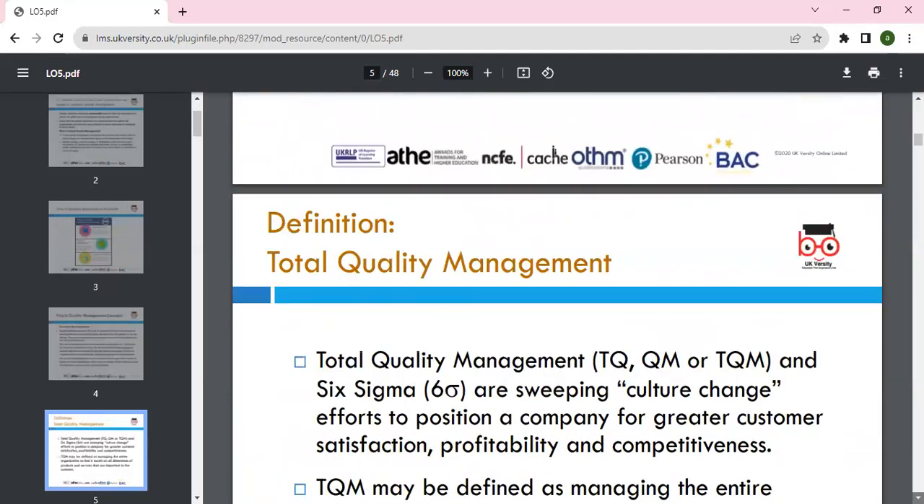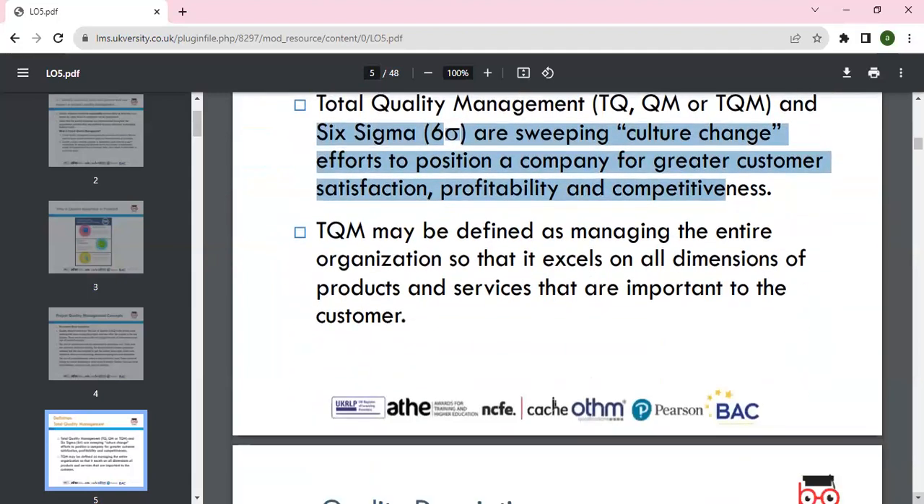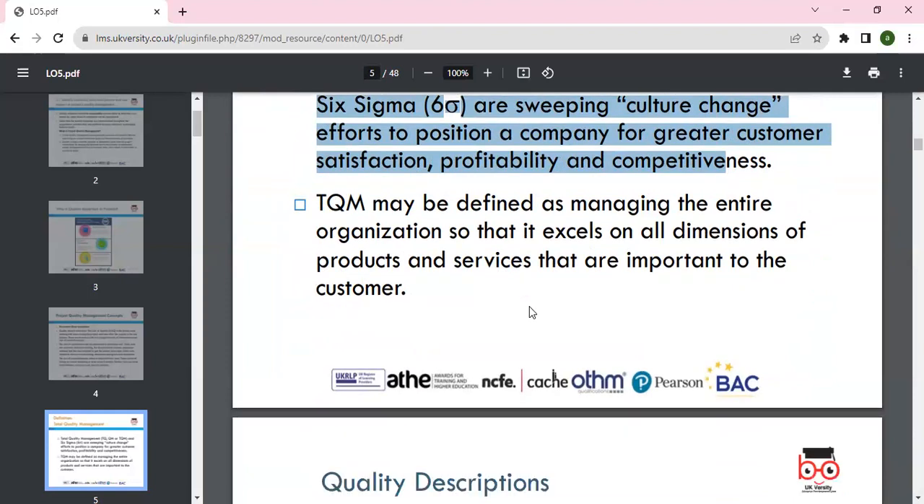Okay, definition of TQM. TQM is a concept given by the Japanese, and it is called total quality management. Six Sigma and TQM are part of this change. So we have to change the culture to a quality position, with greater customer satisfaction, profitability, and competitiveness. TQM may be defined as managing the entire organization to excel in all the dimensions of the products and services that are important to the customer.